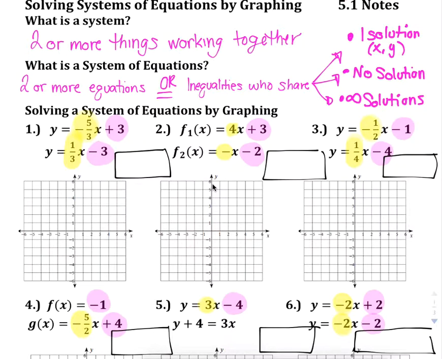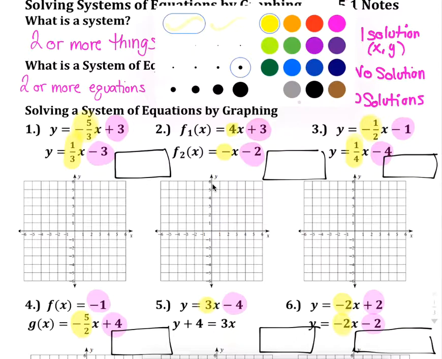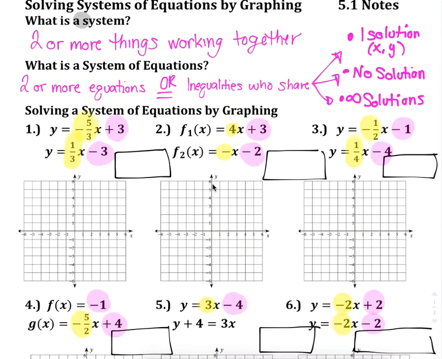Perfect. So first question I would like to ask you is, do you know what a system is? You've done systems in pretty much every single other course except math so far. So a system just means two or more things that are working together. It might be an ecosystem or a digestive system. It could be anything with more than one part that is working together. That's a system. So in algebra, a system of equations would mean two or more equations.